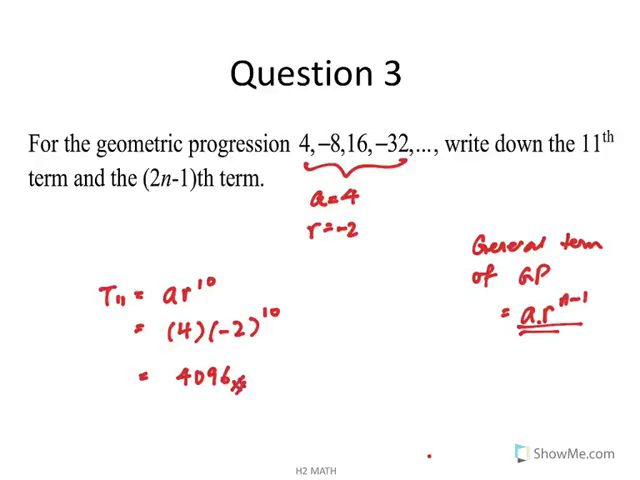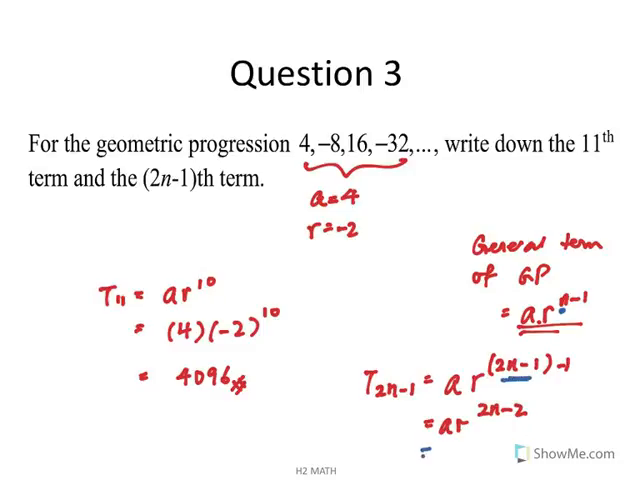How about the 2n minus 1 term? The term 2n minus 1 will just be A R to the power of 2n minus 1 minus 1, which is the same as A R to the power of 2n minus 2. Because initially we have n, what we're doing is just replacing the n with 2n minus 1, that's all.